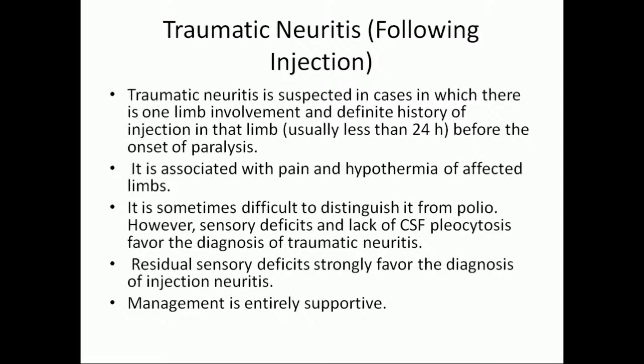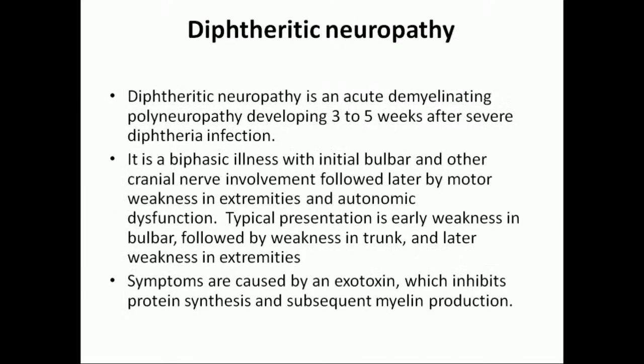So how to differentiate? Polio is pure motor weakness, while in traumatic neuritis there is sensory affection and pain. Okay, and when you do CSF examination, poliomyelitis has pleocytosis, while traumatic neuritis will not have this, and the management of traumatic neuritis is supportive.